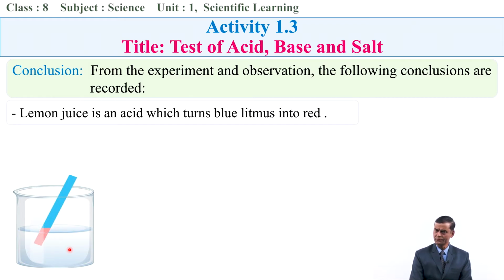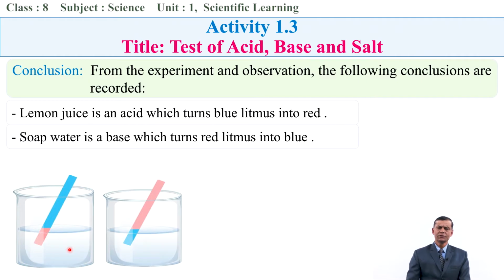What acid solution have we used? Yes, we have used lemon solution. Lemon has acid. Similarly, look at it, we have used soap water. Soap water is a base which turns red litmus into blue color like this, isn't it? So, soap is basic in nature. Understood? Soap is basic in nature which turns red litmus paper into blue color.